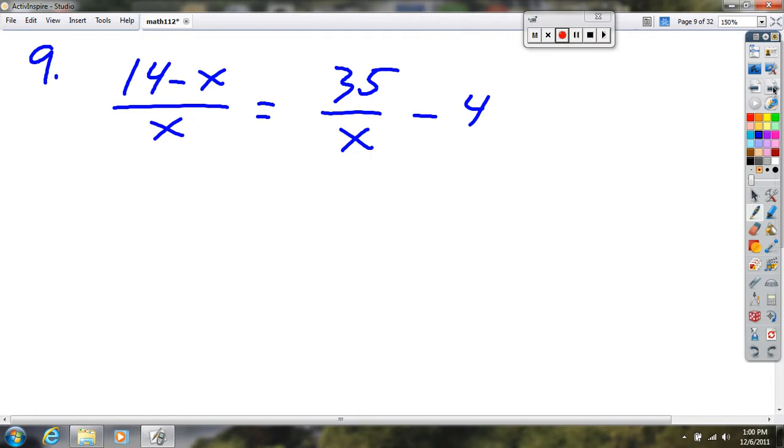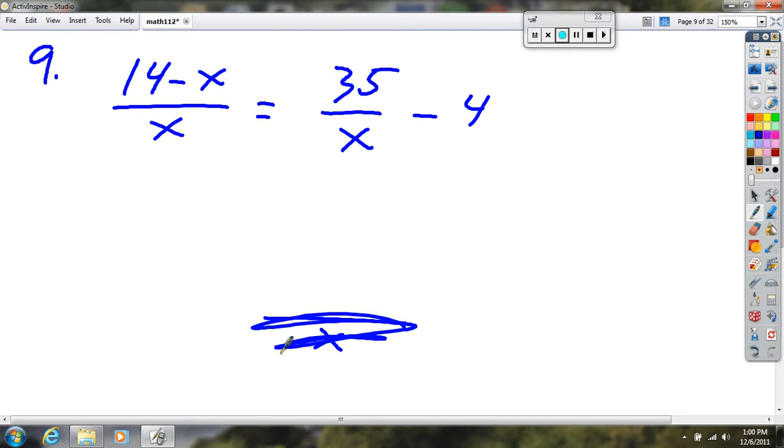Number 9. This time we have an equal sign. We look under the denominators of both x's. So I need a common denominator. It is going to be x. But because there's an equal sign, you do not draw the line and put the x underneath. You simply skip. Do not draw a line and put an x underneath. We skip it because there's an equal sign.